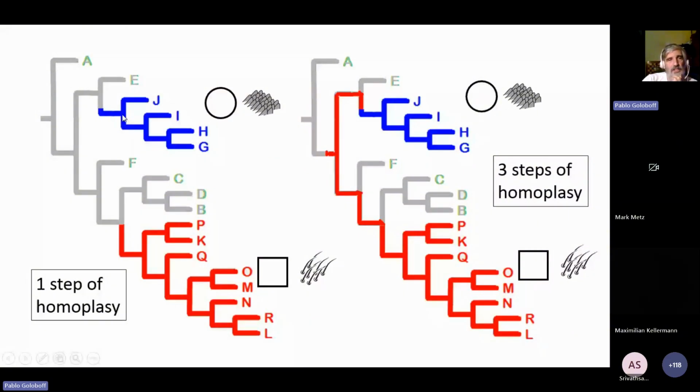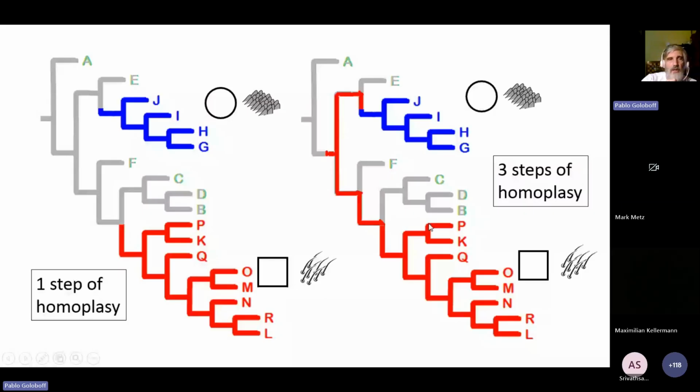That's 2 independent originations of the tail. In this case, if we reconstruct it like this, by assigning a tail of some color to the common ancestor of those 2 groups having tails, the only thing we can now explain by common ancestry is the presence of the tail, because there's nothing else to be explained. There are no further similarities. So we have the 3 steps of homoplasy in the tail losses.